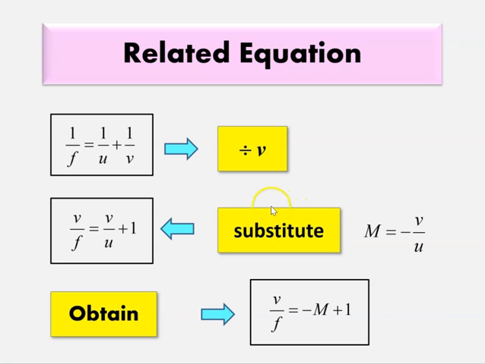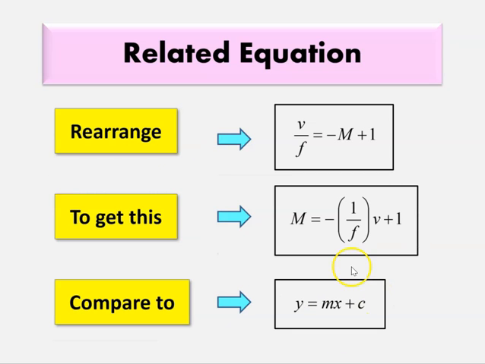The related equation will be 1/f = 1/u + 1/v, where we manipulate this equation in order to suit the graph that we are going to plot later on. Meaning we will compare to y = mx + c. So we should get m equal to negative 1/f, v plus 1 for this experiment.